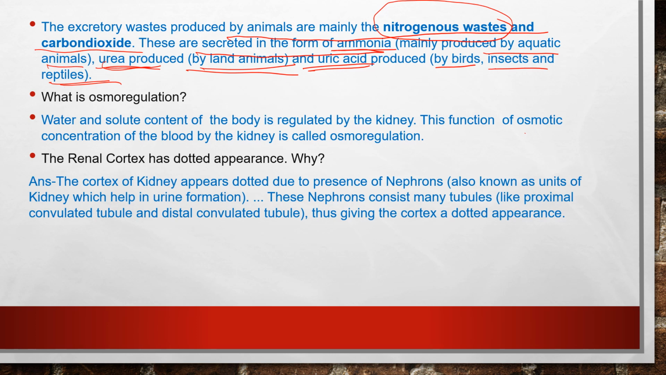Now the next question, this is a very beautiful question: what is osmoregulation and how to write it? Osmoregulation is that the water and solute content of the body is regulated by the kidney, and this is a function of osmotic concentration. So this regulation of the osmotic concentration of the blood by the kidney is called osmoregulation. This is also a function of the kidney, maintaining the osmotic concentration of the blood, so it is acting as an osmoregulator. This process is called osmoregulation.